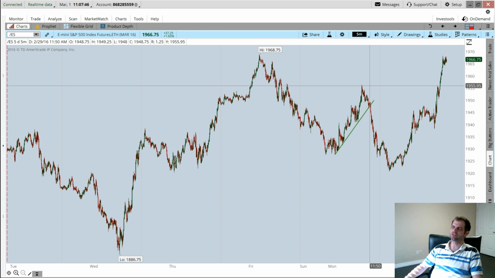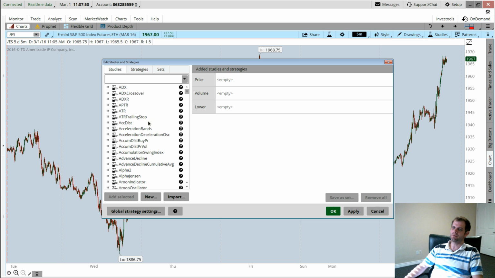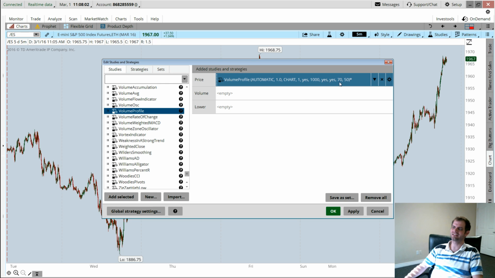The first thing I'm going to want to do here is go to Studies, Edit Studies, and I'm going to go down and find Volume Profile, all the way down in the V's. Here it is right here. I'm going to double click on volume profile and it's going to add it over here.